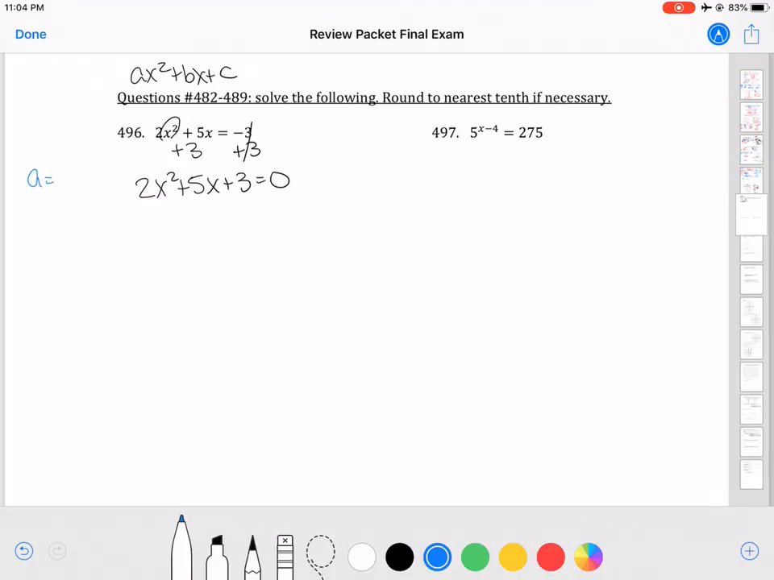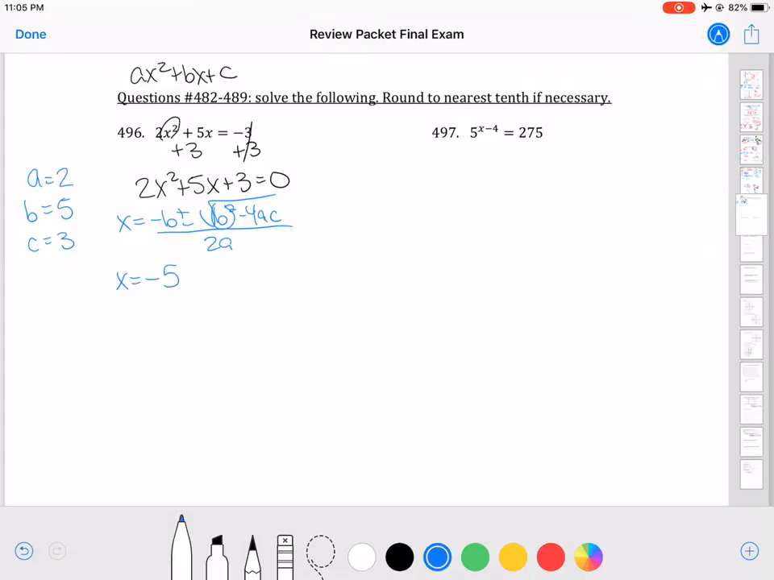So for this one, now that it's equal to 0, I can say that A is that first number, which is 2, B is the second number, which is 5, and C is that third number, which is 3. And I'm going to just write out that formula, which is on the reference sheet. You don't need to memorize this. It's starting to get a little messy here. And then I'm going to plug in that 2 for A, 5 for B, and 3 for C in the formula. So x equals negative comes down.